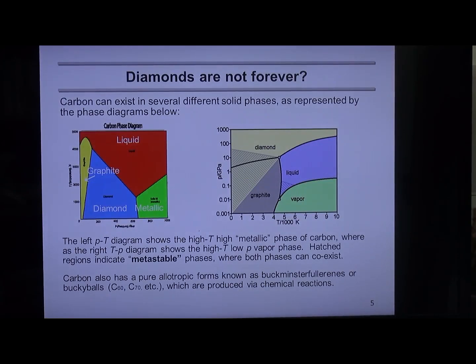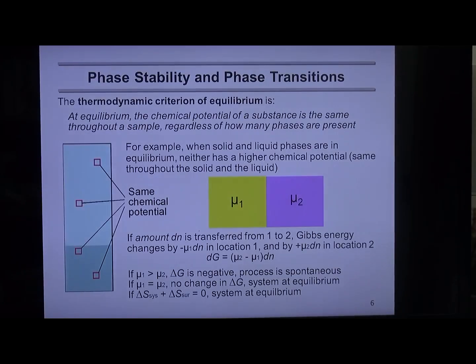So same again, you can just read the phase stability and phase transitions. It's very simple but very important.